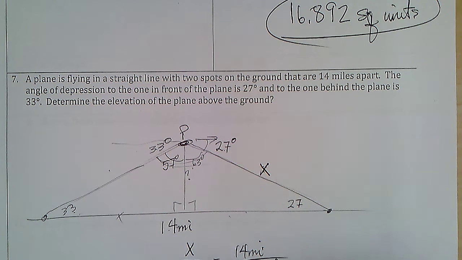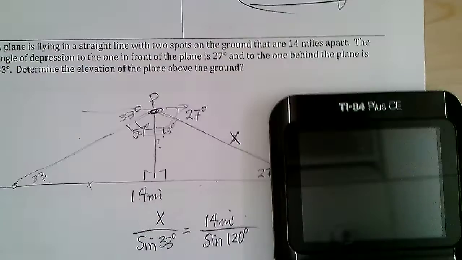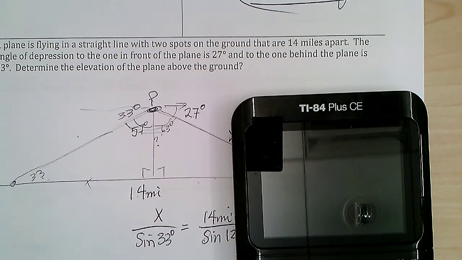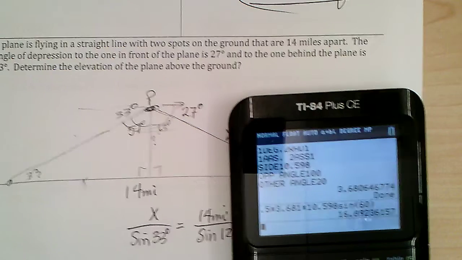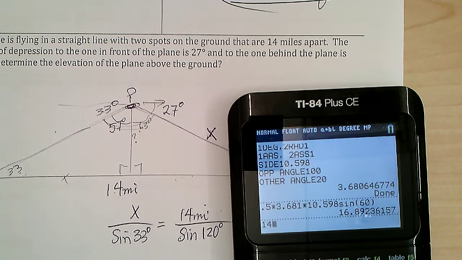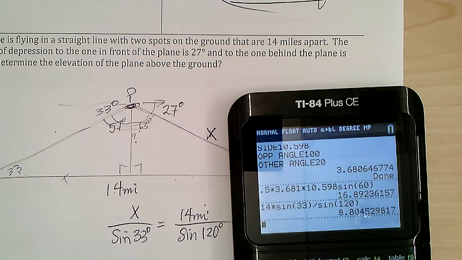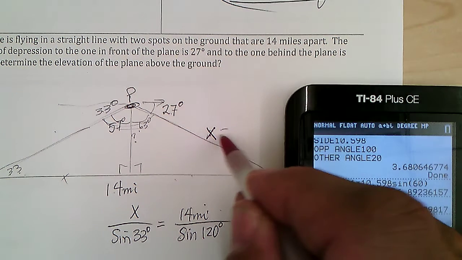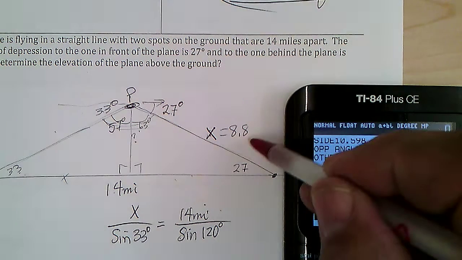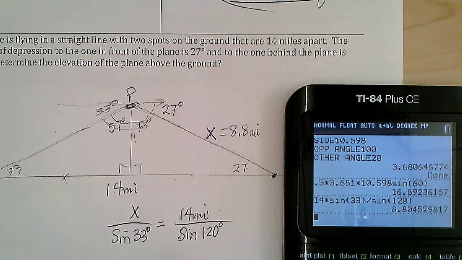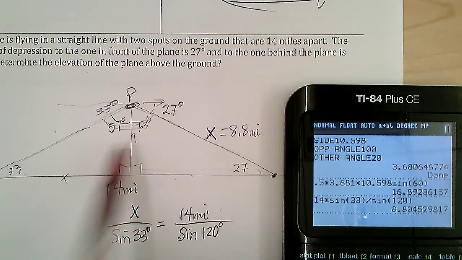So I'll multiply by the sine of 33 over here, so I'm going to have 14 times the sine of 33, close parenthesis, divided by sine of 120. That's a special angle, so I should know that, but I'm just going to type it in, and I get x to be 8.8 miles.